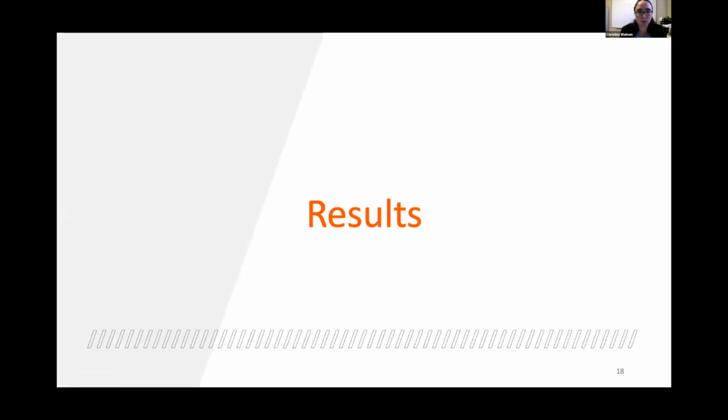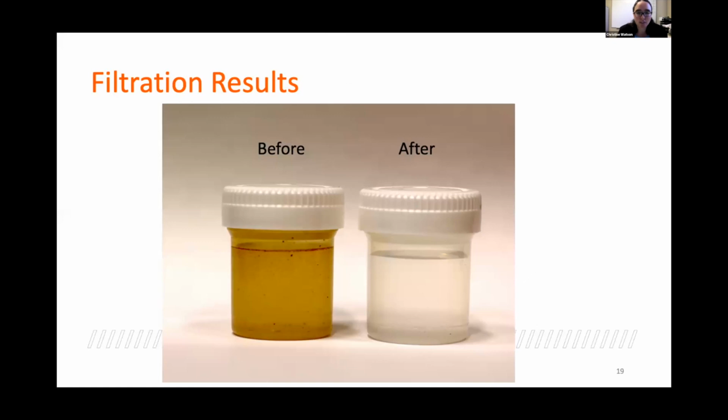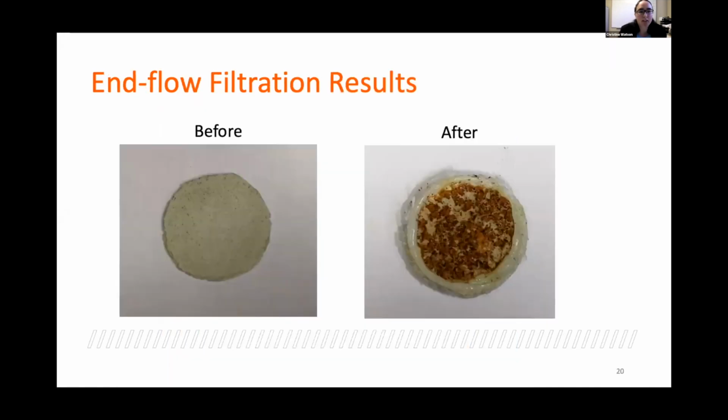So, results. The main thing that we have achieved is that we have filtered produced water. You can see here, this is the before and after, where we get this nice clean looking water. In inflow, the membranes are approximately 1 inch in diameter. This is what the membrane looks like before, and after, you can see the accumulation of particles on the surface of the membrane.